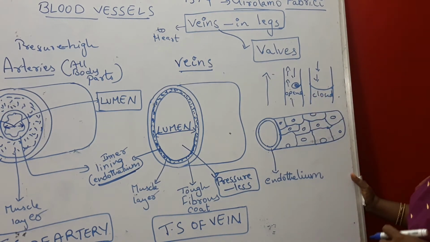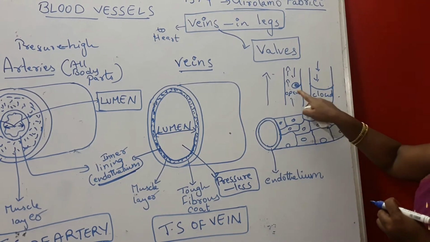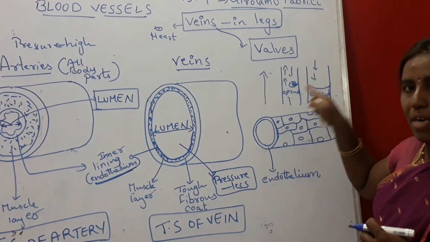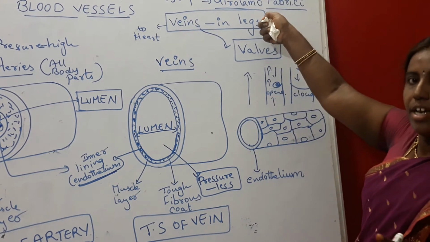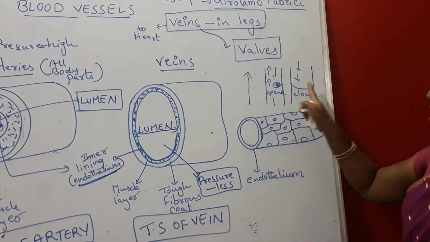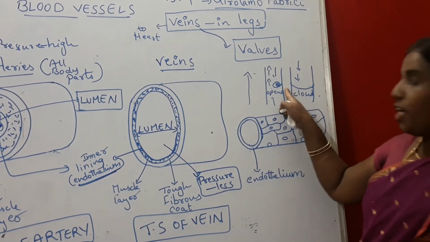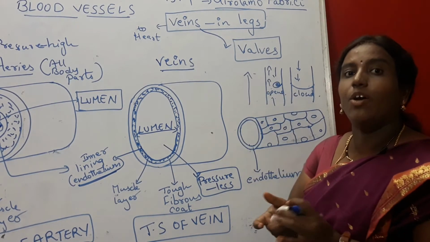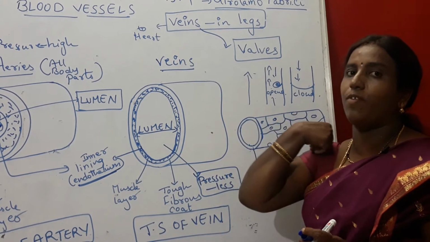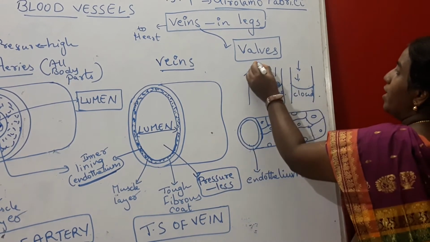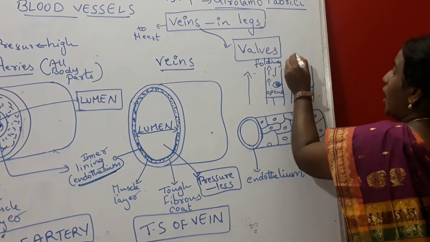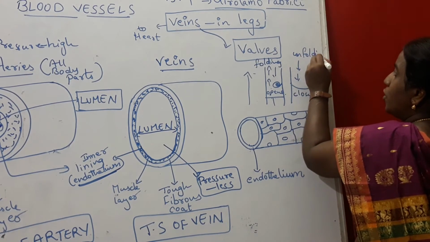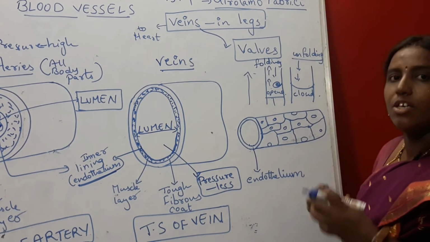So what is his discovery? Girolamo Fabrici found that the valves present in the veins allow the blood to flow only in one direction, that is towards the heart. If the blood tries to come backwards, then the valve gets closed. Here you can see the valve is opened by folding. Folding of the valve indicates the valve is open. The unfolding of the valve shows the valve is closed.